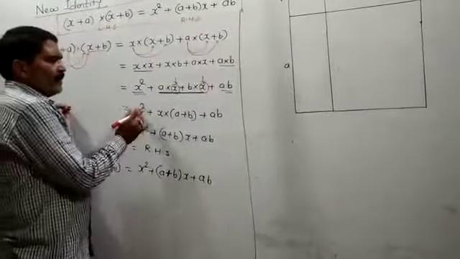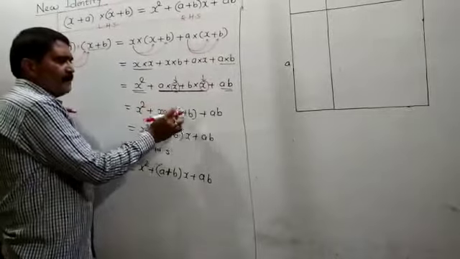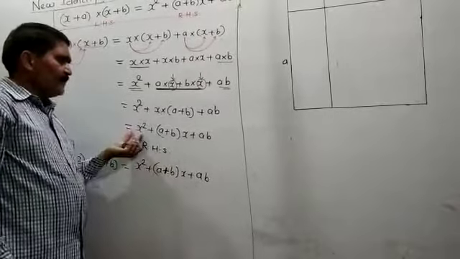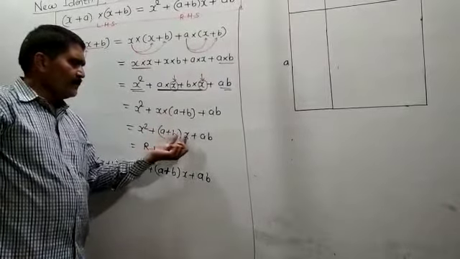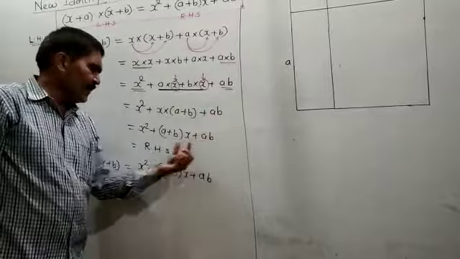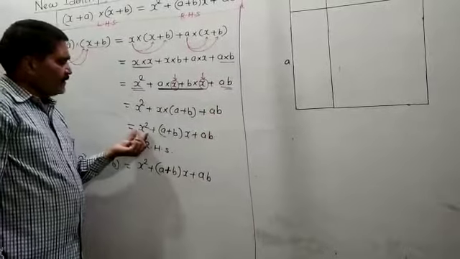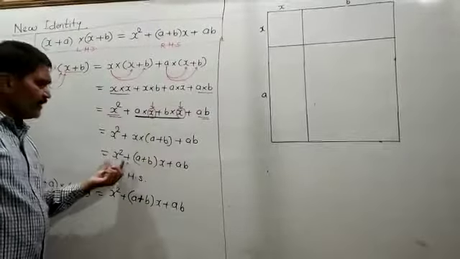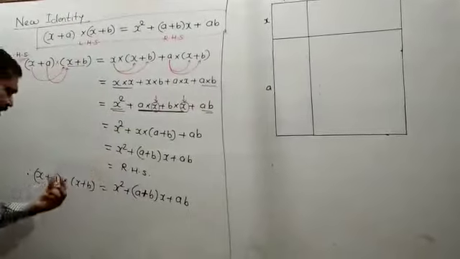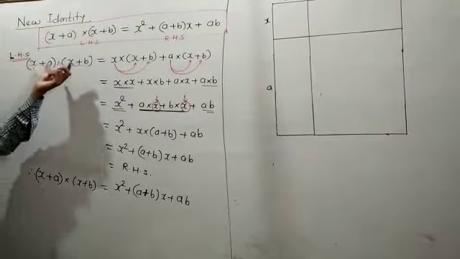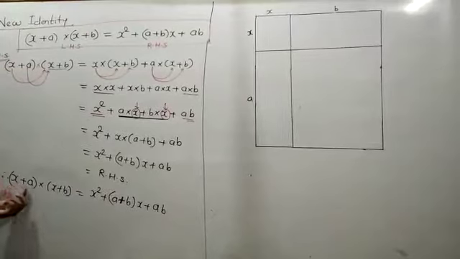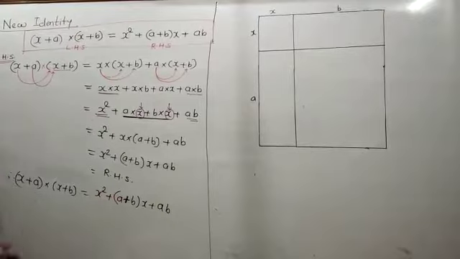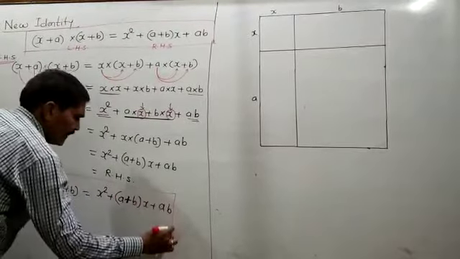Then you have to rearrange these terms properly. This x multiplied by (a + b) is the same as (a + b) multiplied by x. So x square as it is, you have to write this as (a + b) into x, plus a into b as it is. If you observe, this is the RHS. From LHS we proved the RHS. If the LHS is equal to RHS, at that time you have to say that left hand side is equal to right hand side. At that time you say that (x + a) multiplied by (x + b) is equal to x square plus (a + b)x plus ab. This is the identity. We proved this identity.